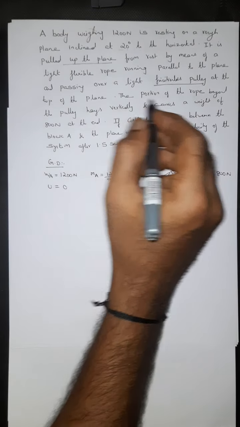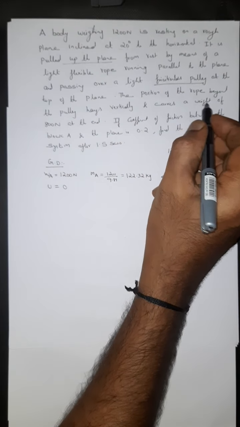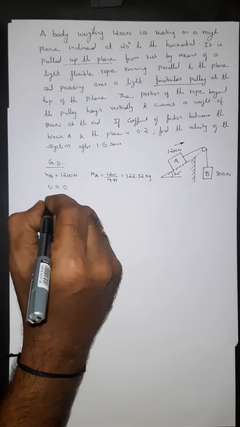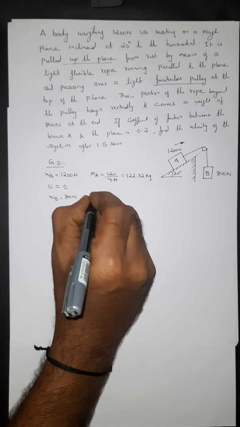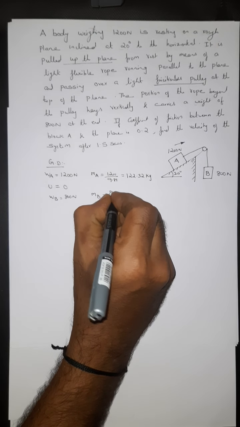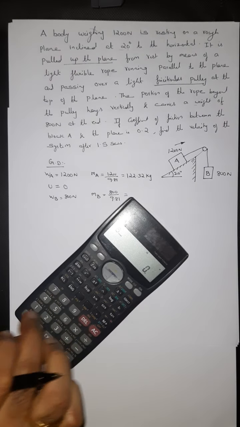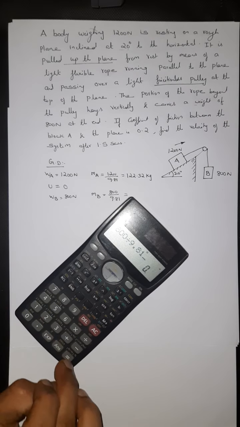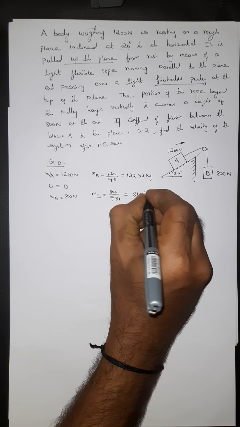There won't be any friction between the rope and the pulley. The portion of the rope beyond the pulley hangs vertically and carries a weight of 800 Newton, which is WB equal to 800 Newton. This can be converted to kg: 800 divided by 9.81, which works out to 81.55 kg.